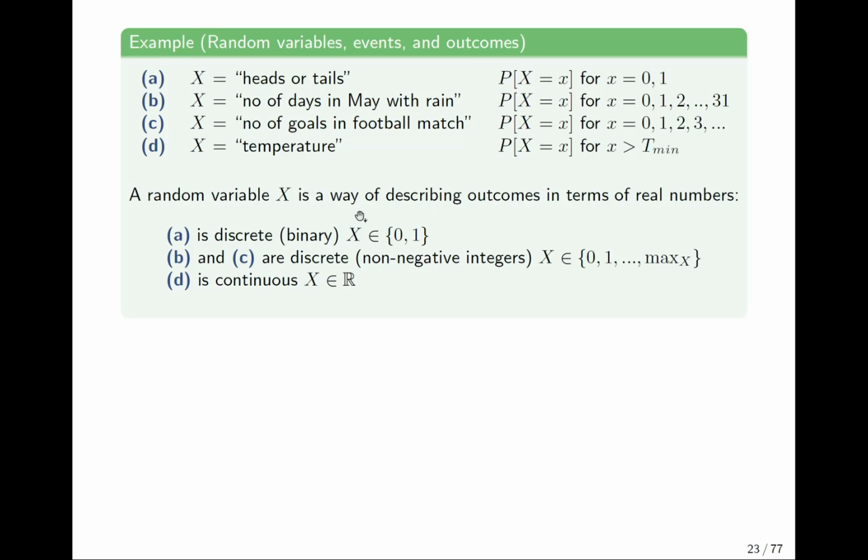A random variable is a way of describing outcomes in terms of real numbers. In the examples we're looking at here, A is a discrete random variable. It's binary, it can take the values 0 or 1. B and C are also discrete random variables. They're in this case non-negative integers. And D is a continuous random variable. It takes values on the real line.